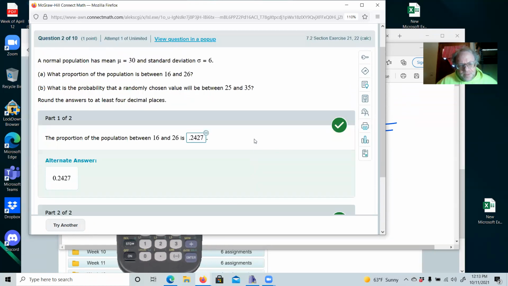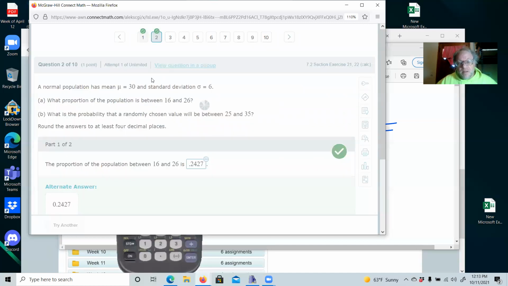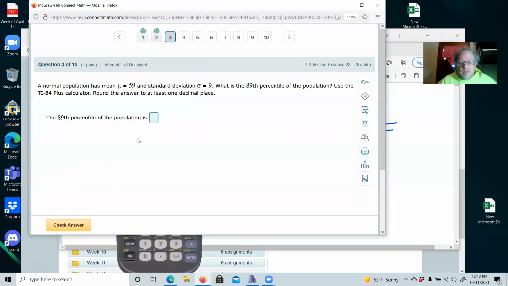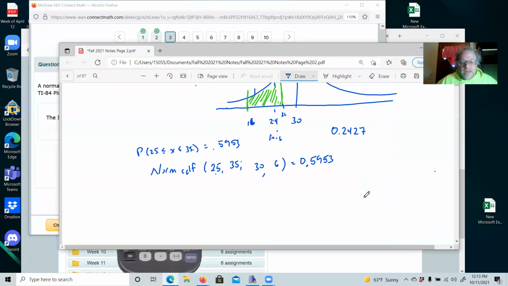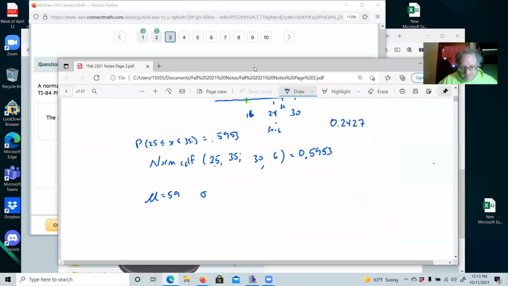Okay, great. All right, and we're just going to proceed through the chapter this way. Okay, we have 10 problems. We'll just march through them. Okay, so this is a little different. This is one of these backwards problems because they're telling us about the percentage. Okay, so we have a mean of 59, so our average is 59. All right, our standard deviation is 9. And we are interested in what value is going to be the 89th percentile.